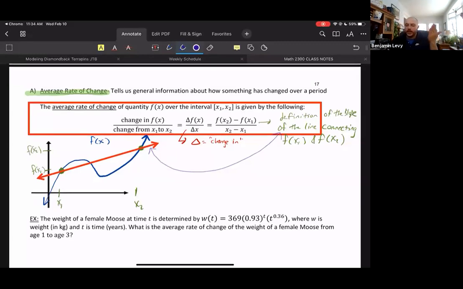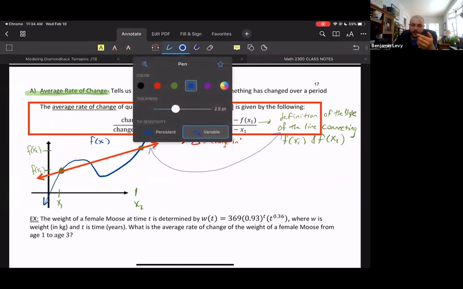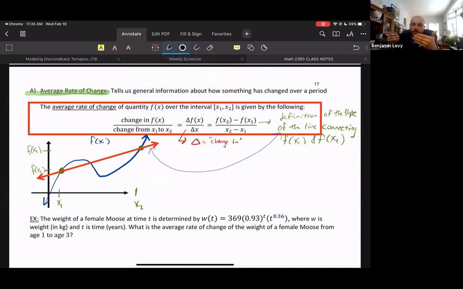But this graph went down in between them, right? This graph actually goes up, and then it goes down, and then it goes up again. But the average rate of change would only capture an increase because we're doing a general thing. So we don't get that in between information. We just get a general understanding of what happened, right? So note, we're not getting specific info.